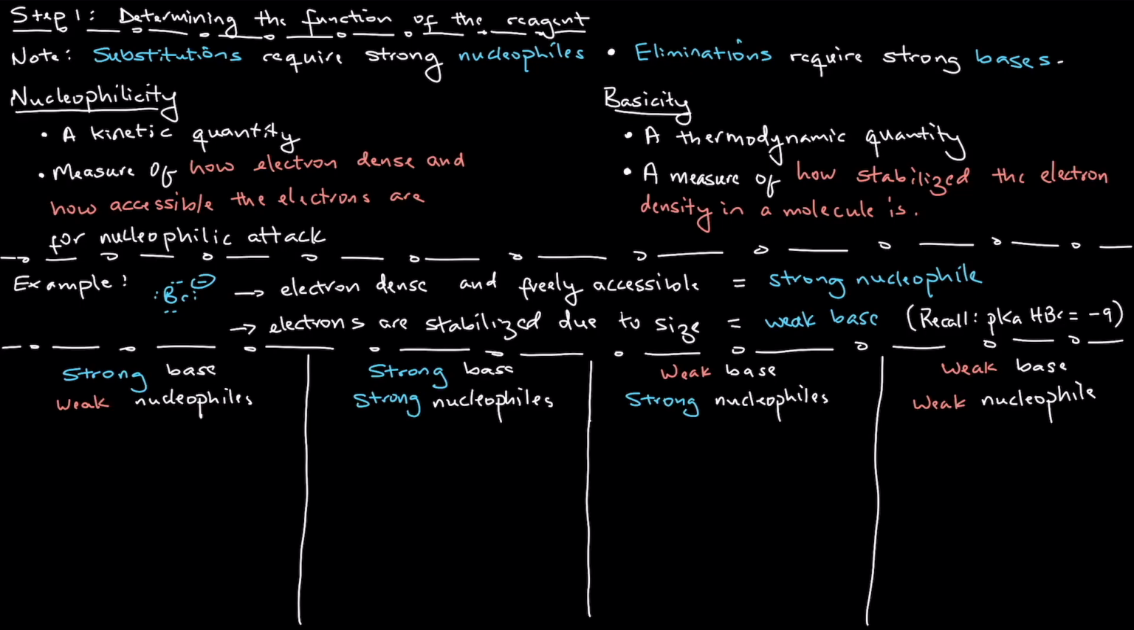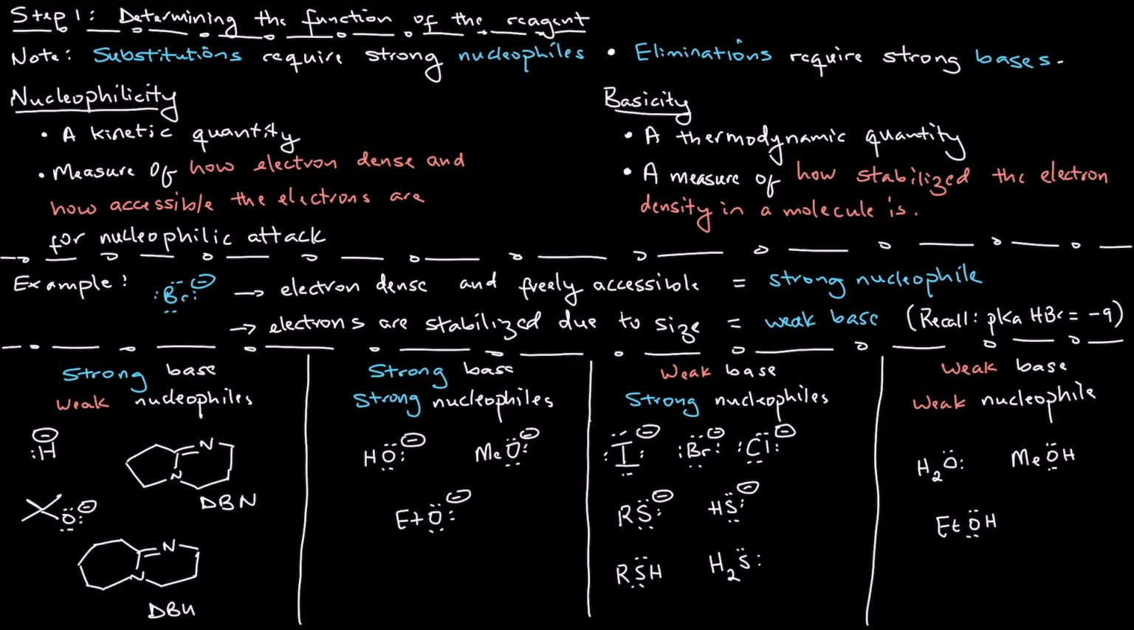Okay, so now what we're going to do is classify common sets of bases and nucleophiles by how strong they are as bases and how strong they are as nucleophiles. What you can see here is a table with four columns: strong base, weak nucleophiles; strong base, strong nucleophiles; weak base, strong nucleophiles; and then weak base, weak nucleophiles. So here is our variety of bases and nucleophiles that we typically use in organic chemistry.